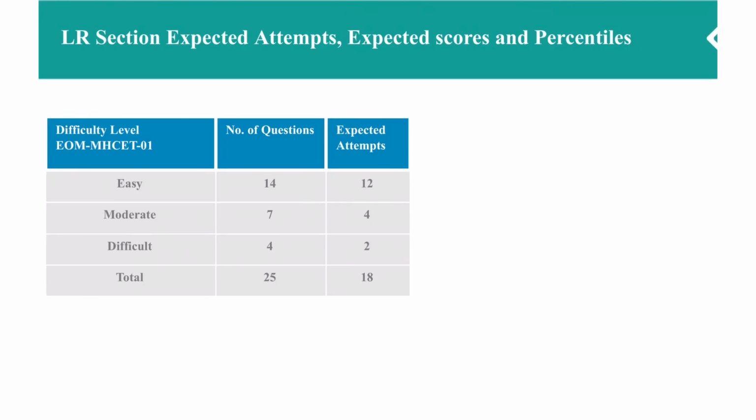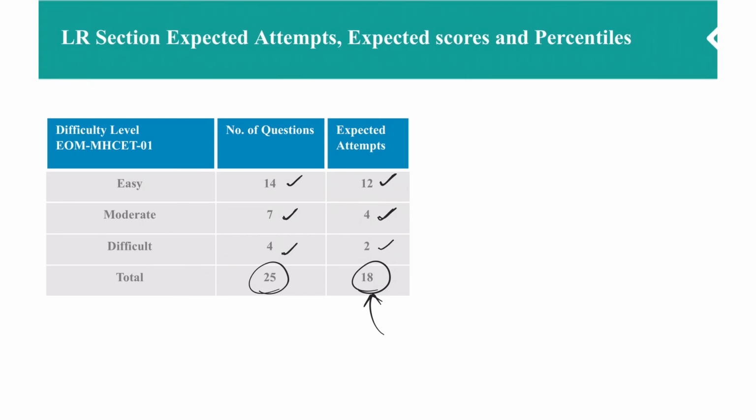So overall, if I had to say easy, there are a total of 14 questions which are easy. Out of that, I expect you to solve somewhere around 12. Then there are 7 moderate questions. Out of that, I expect you to solve 4. And there are 4 difficult questions. Out of that, I am expecting you to solve 2. So out of 25, at least you should get 18.